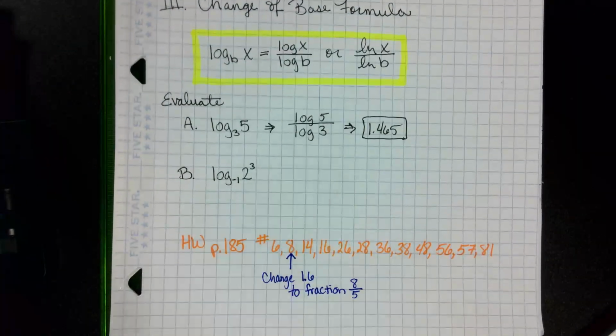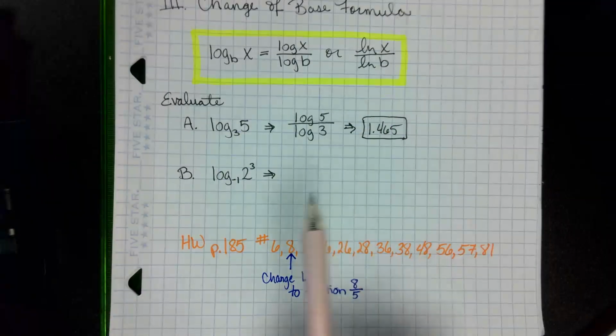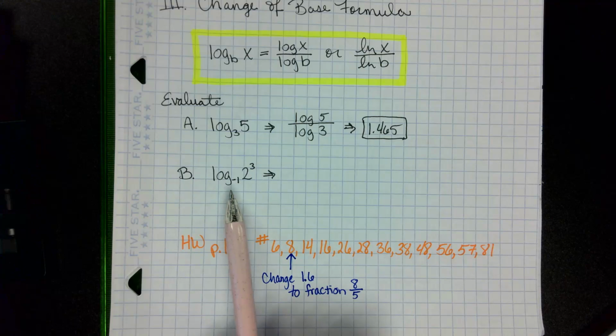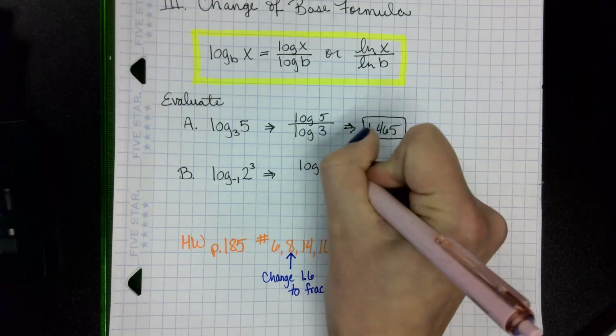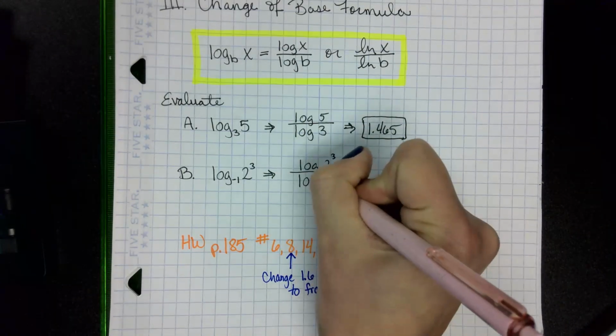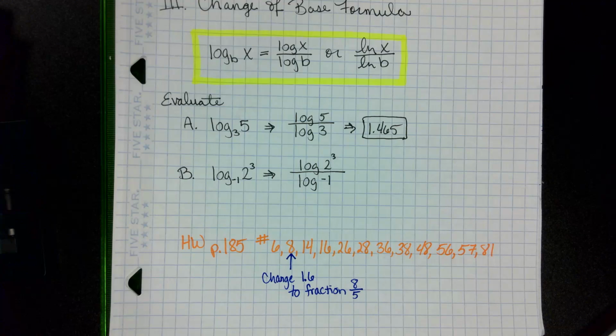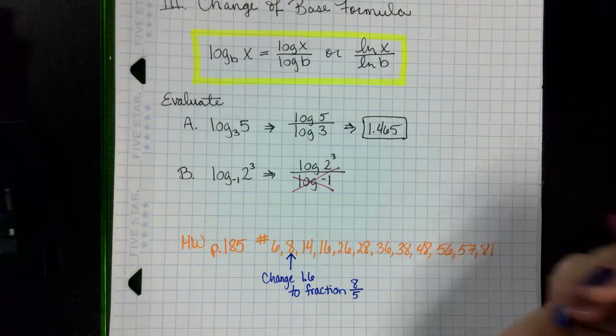So then the second example, this one is actually a little bit useful. If we want to write this as a common log, then we would do the log of the argument, log of 2 to the 3rd power, over log of the base, log of -1. And what's the log of -1? This is like the first one from yesterday's homework. You can't. Yeah, it's no solution. The argument must be positive.